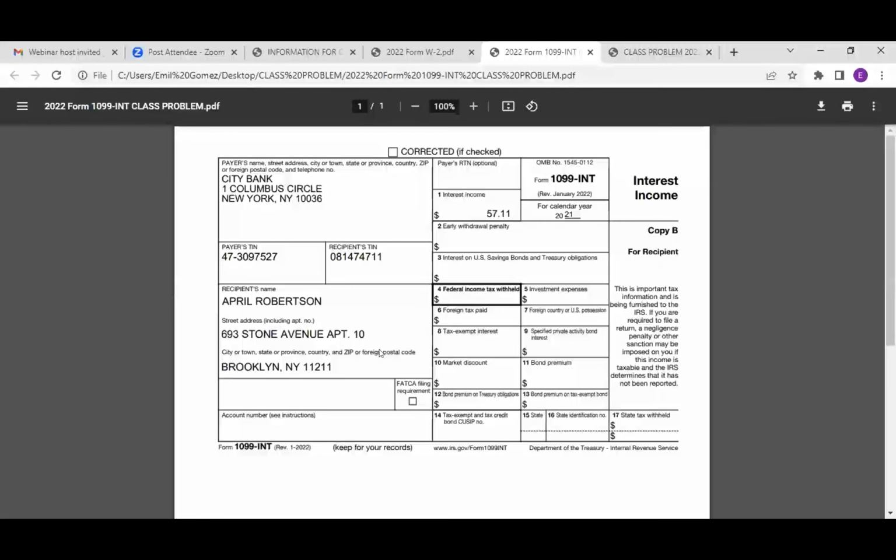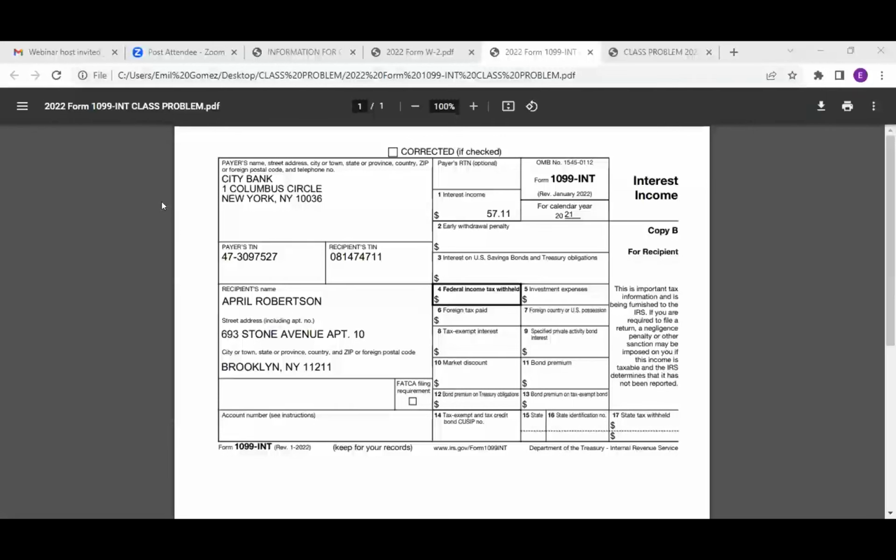What do you say in the chat, guys? Answer that quick question for me. Do we use the information on this 1099 interest form on her 2022 return? Yes or no, guys? Very good. The answer is no, right? Remember what we said last week, a complete and accurate return. We cannot mix the years and try to prepare a 2022 return based on prior year information.